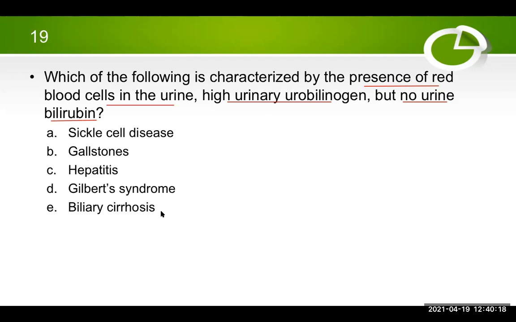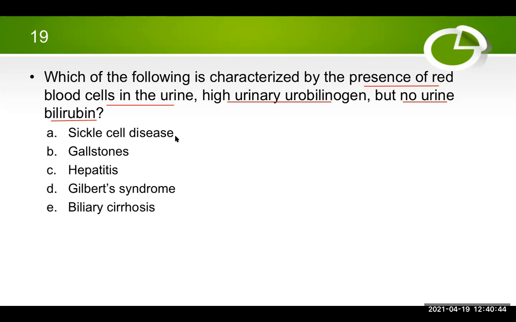There are other clues also for you. Presence of red blood cells in the urine. Sickle cell anemia or sickle cell disease can lead to papillary necrosis inside the kidney. They lead to involvement of the papilla, which we call renal papilla, present in the kidney, and then they can cause hematuria, that we know.